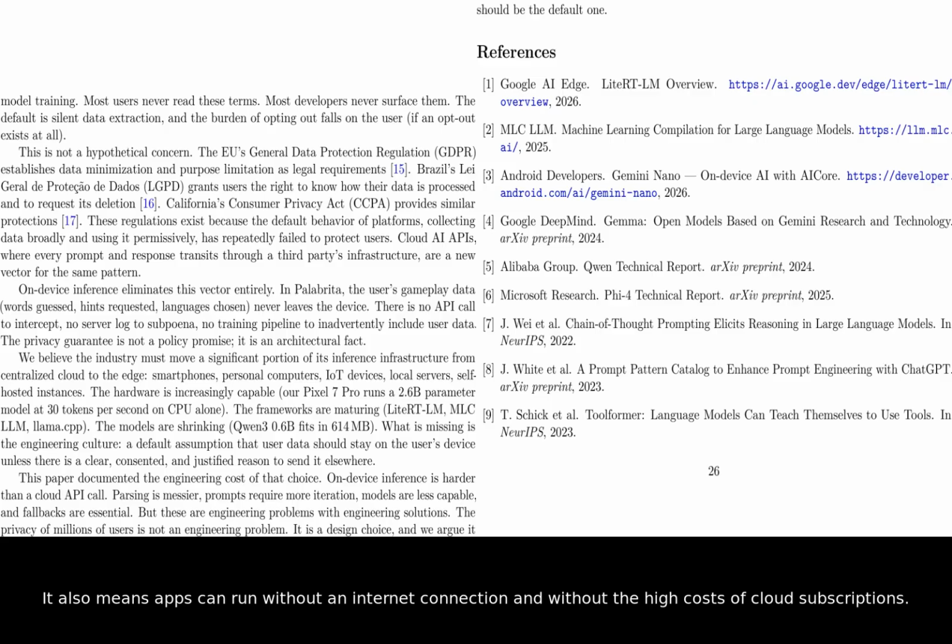It also means apps can run without an internet connection and without the high costs of cloud subscriptions. Looking forward, this research paves the way for a future where our devices are both smarter and more secure.